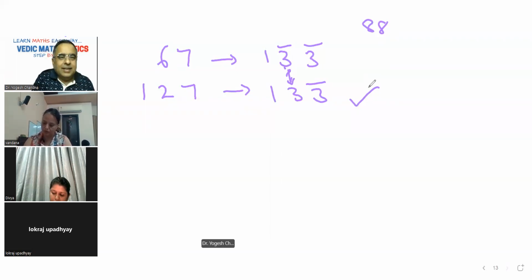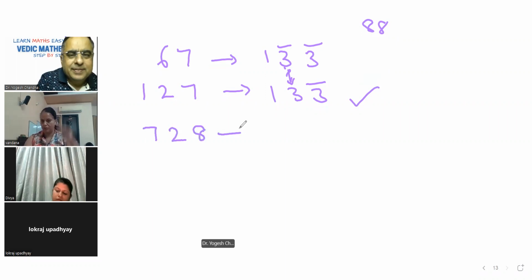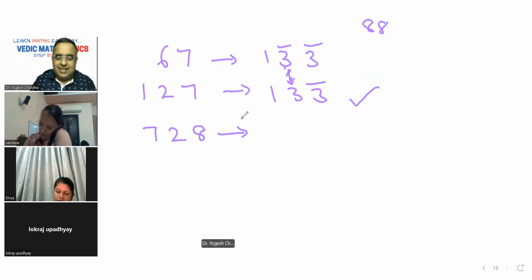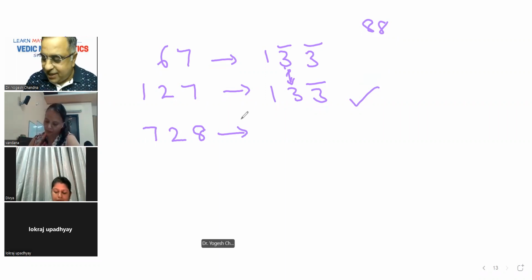Okay. So not only 3-digit numbers, let's take a very big one, one more, 728. Now it is a 3-digit number, but the operators will be 4 digits in number. Yes, sir. What are the 3 operators? 1 0 3 bar, 1 1 3 bar, 3 2 bar. Okay. Good.